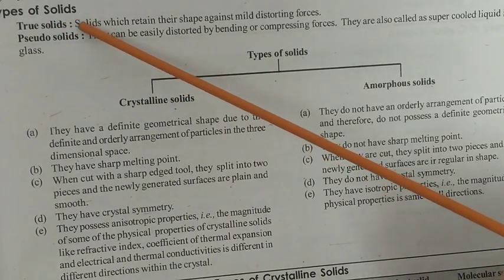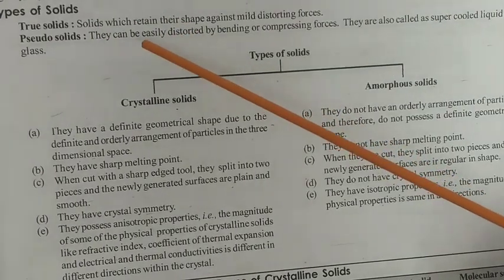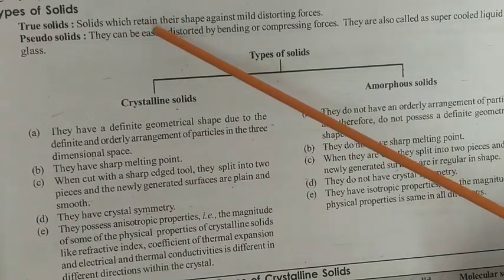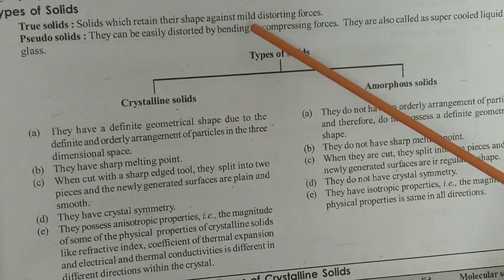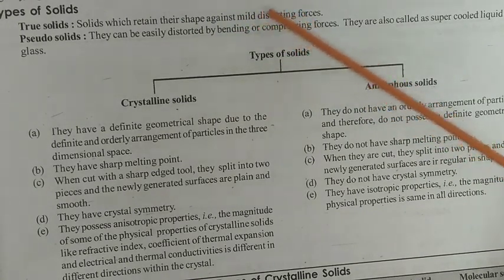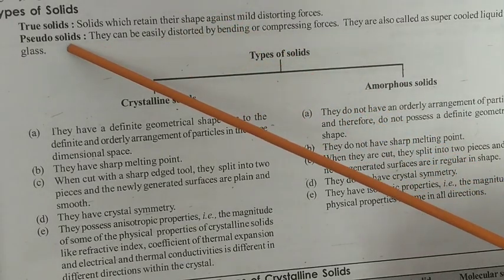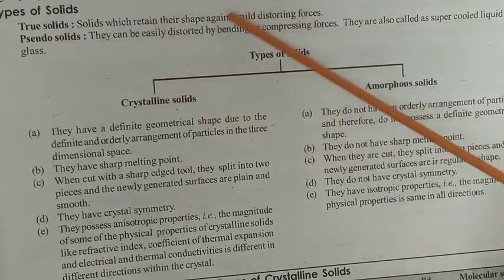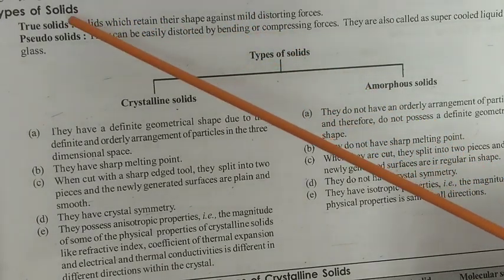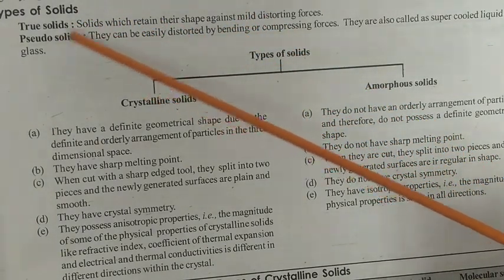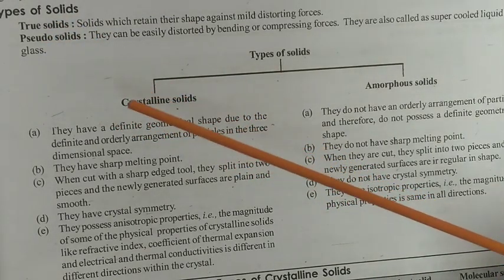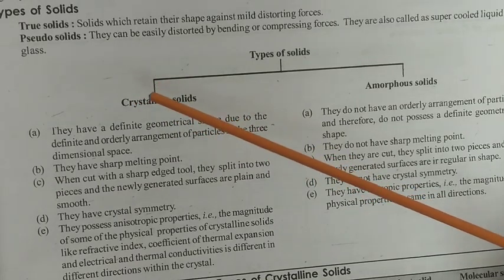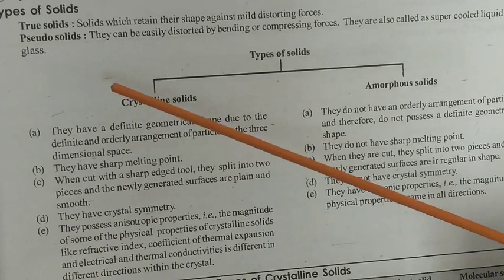Why do we call them true solids? They have definite shape, and they do not show any tendency to flow. That means there is no chance for distorting forces. If there is a small distorting force, then it could be called a pseudo solid. There is no distorting force in crystalline solids, therefore they are called true solids. Amorphous solids are called pseudo solids because they have a very small tendency to flow.